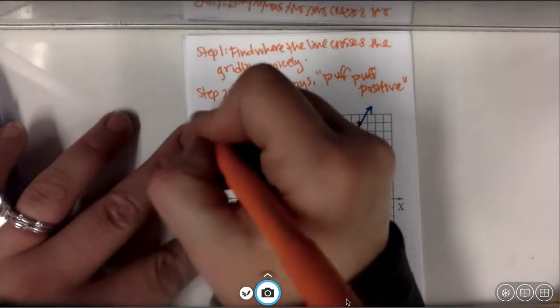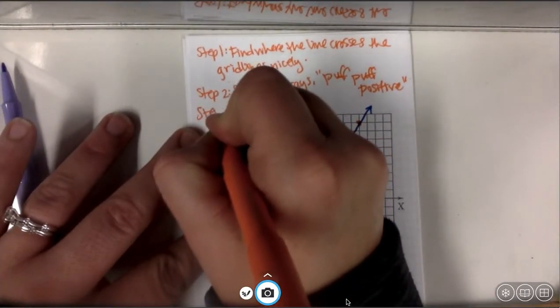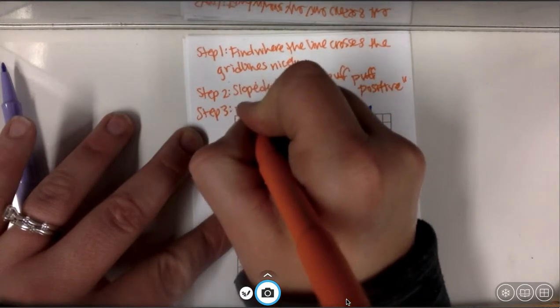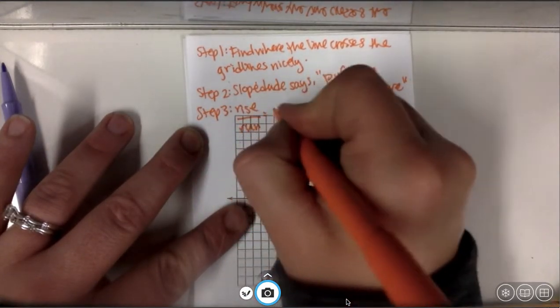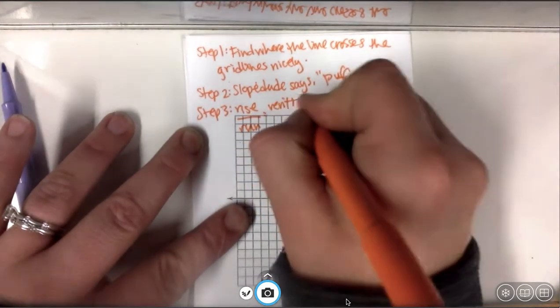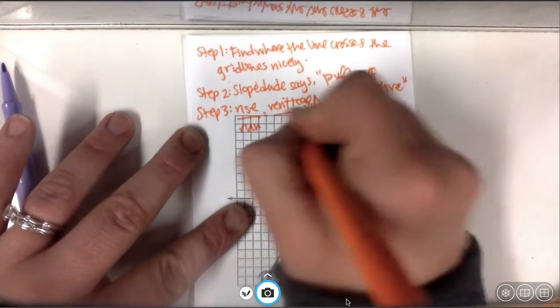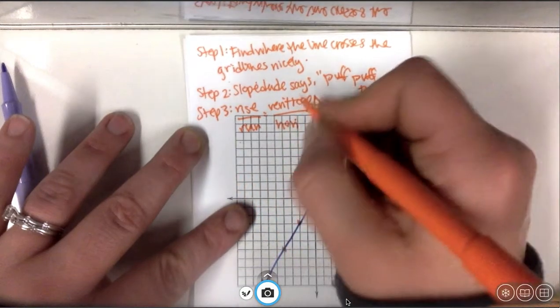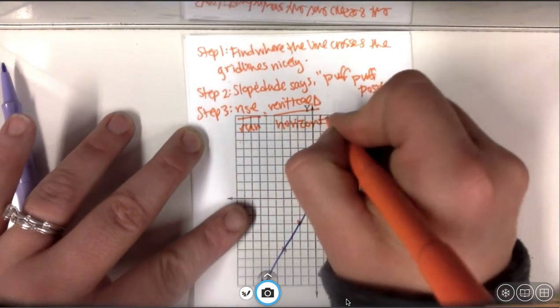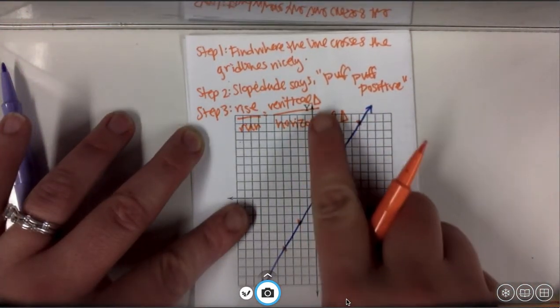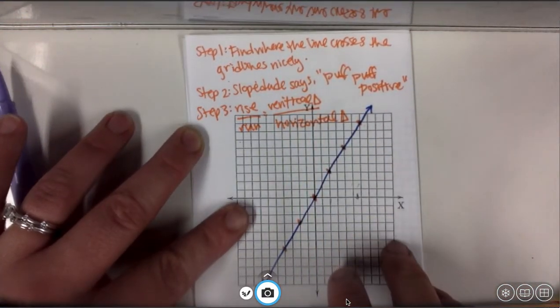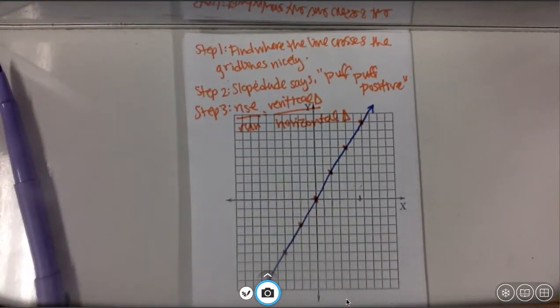Last but not least, step 3, look at the rise over the run. So I want you to look at the vertical change over the horizontal change. Sorry, it's hard to read. Those little deltas, those little triangles, mean delta in Greek, and that means change. So I'm going to be looking at the vertical change versus the horizontal change.